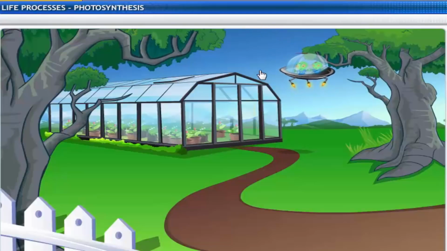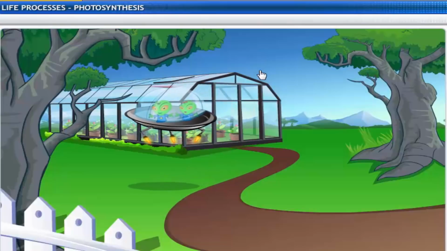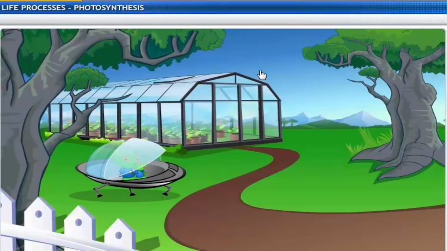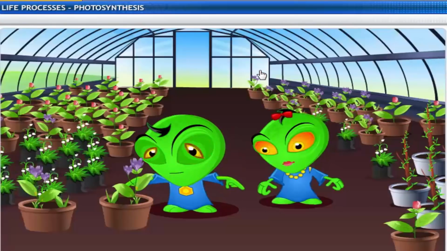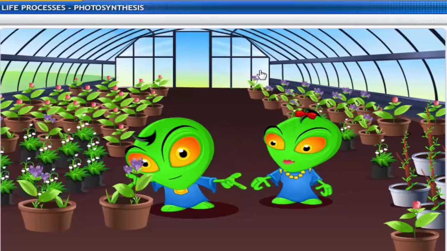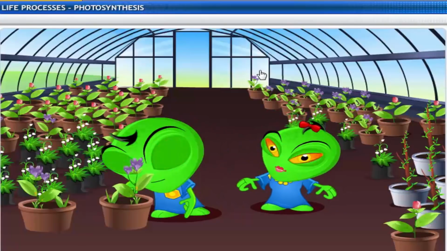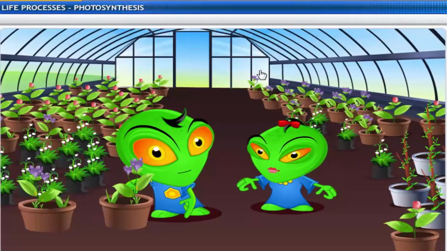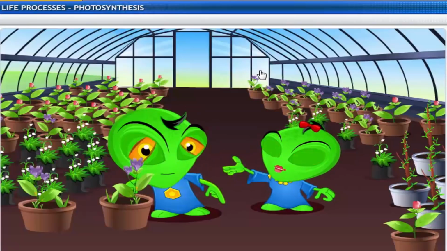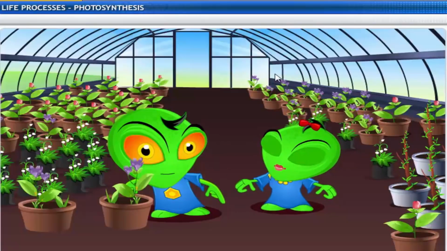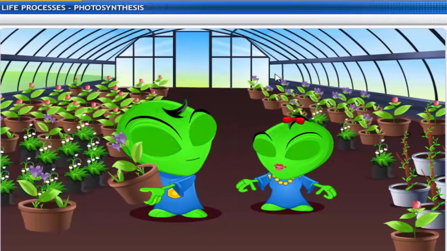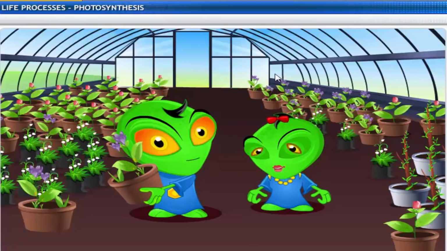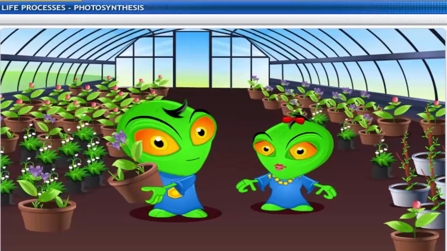What's that? Looks green, just like us. No, it's different. It doesn't have a mouth. How does it feed itself? Is it a live organism? Strange. Let's take this back with us as a specimen.